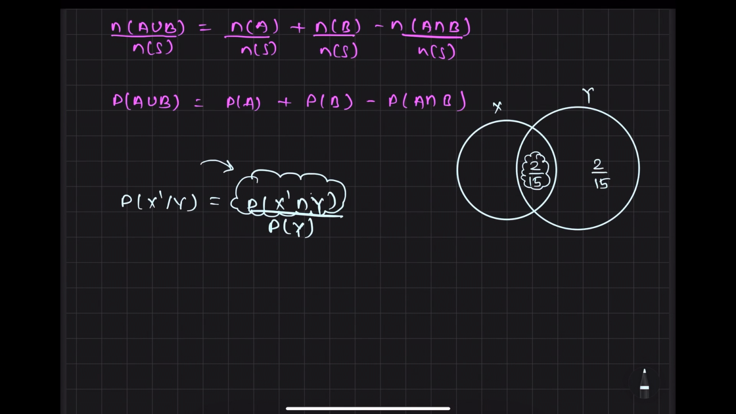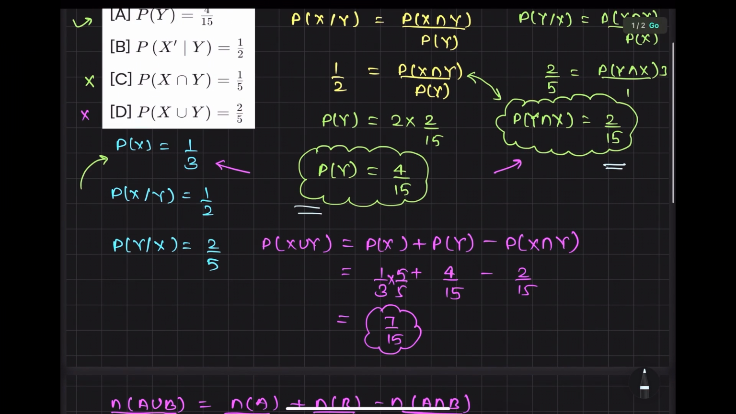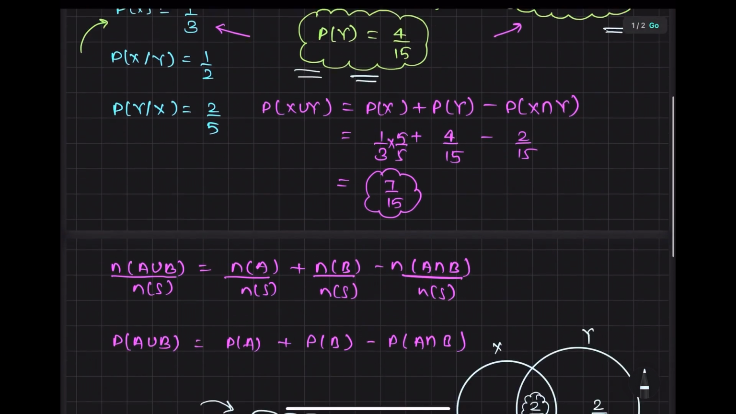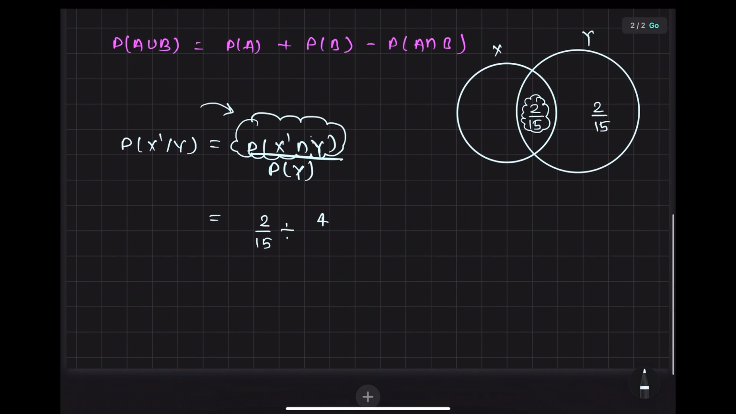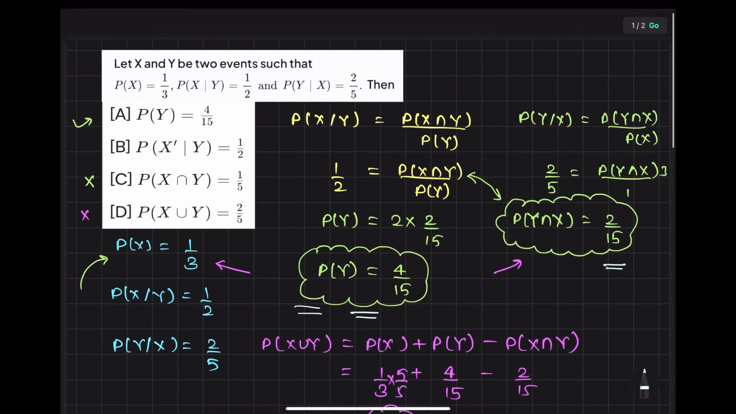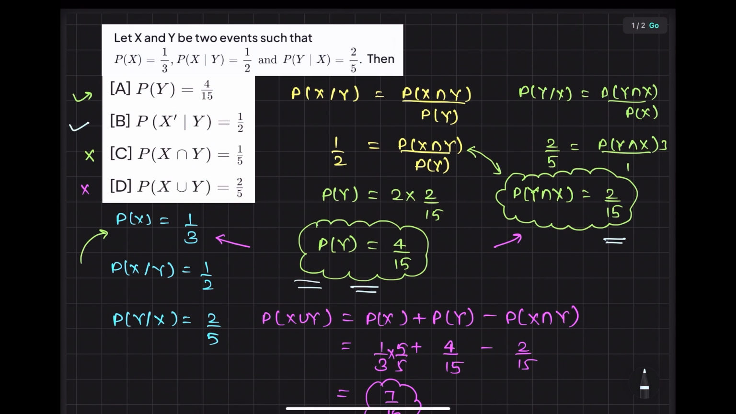Okay. So this part will become what? This part, inside Y but outside X. So can I substitute 2 by 15 divided by P of Y? So who is P of Y? P of Y is this 4 by 15. Okay, so 4 by 15. Now you can simplify things. So you will be left with 1 by 2. So this option is correct.